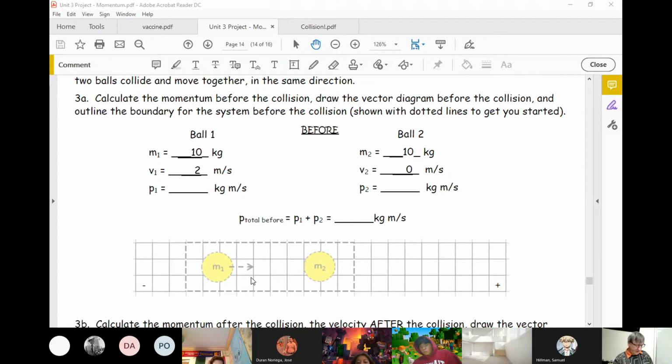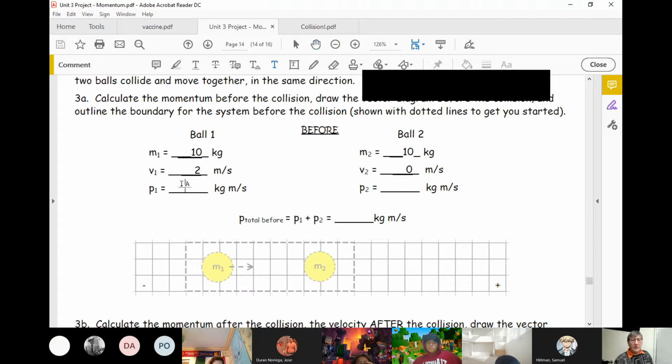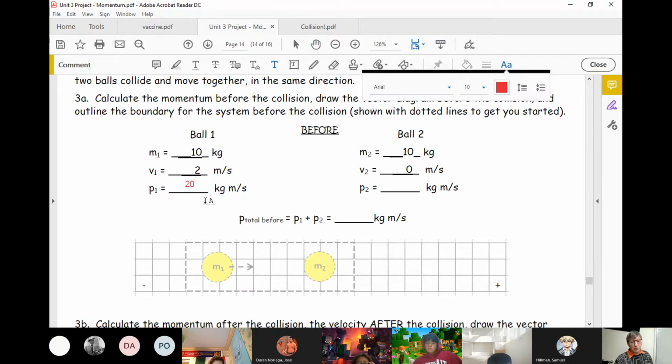David, please tell me the momentum of ball 1 before the collision. 20. Yeah, simple. 10 times 2 makes 20. And the way we would actually say that is 20 kilogram meters per second. Really strange measurement, kilogram meters per second. But notice it includes how heavy it is combined with how fast it's moving, meters per second. Just like miles per hour, meters per second. Good job.